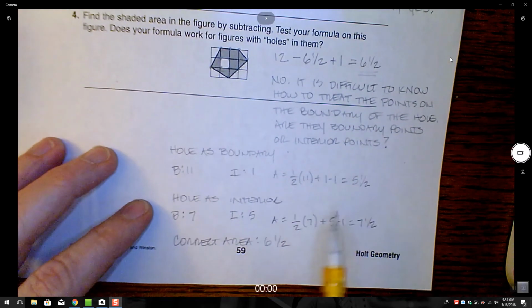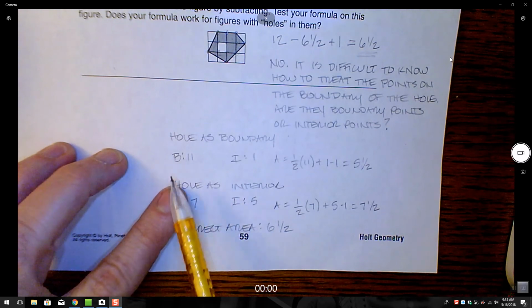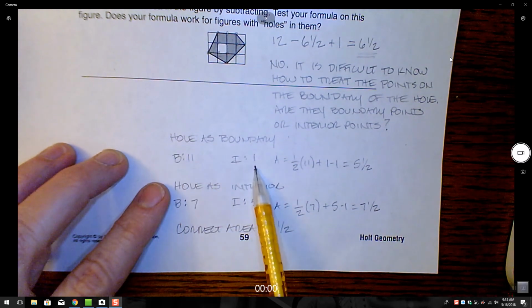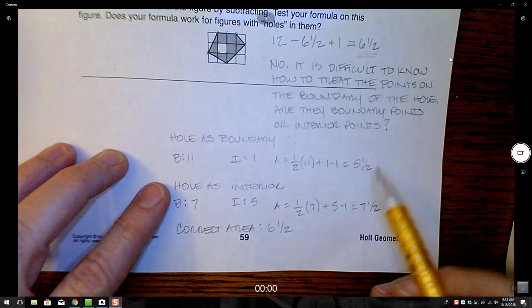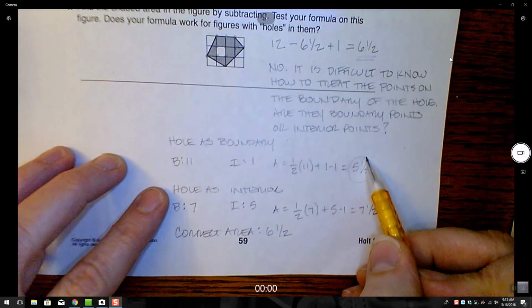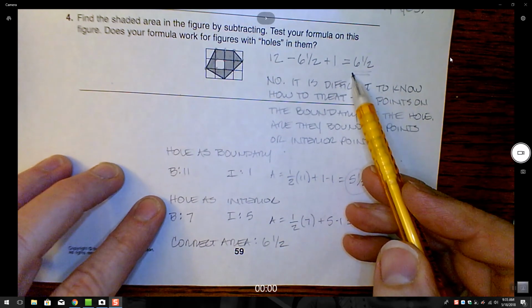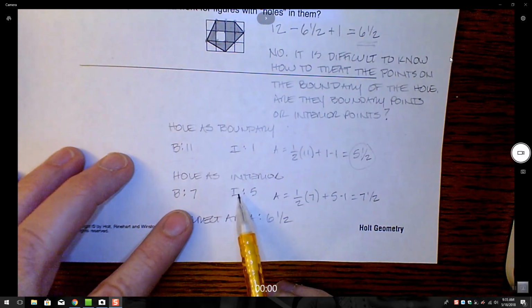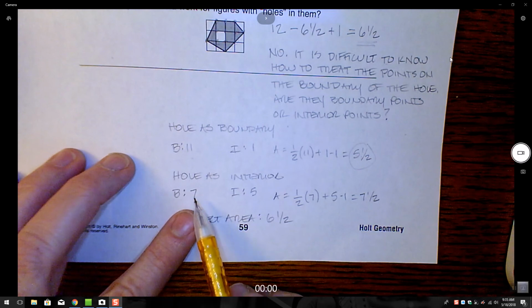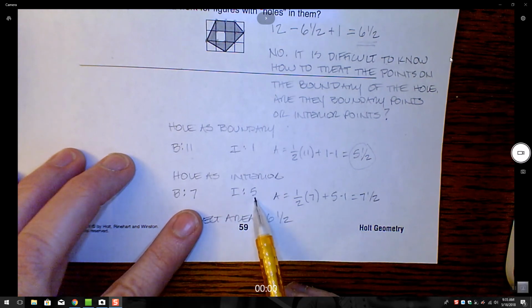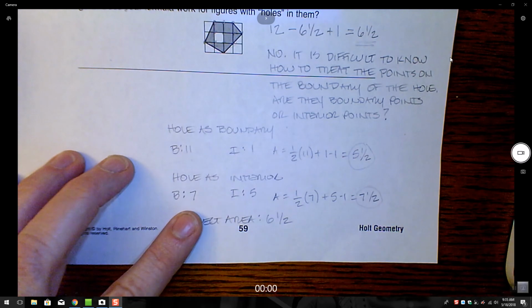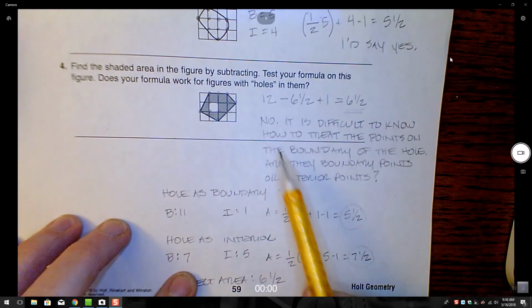So then I tried the formula out both ways with the hole as a boundary and came up with 11 boundary points and 1 interior point, and I got an area of 5.5, which is 1 off from my actual area of 6.5. And then I tried the hole as an interior and got 7 boundary points and 5 interior points, and I was off again the other direction. So I'm sticking with my no.